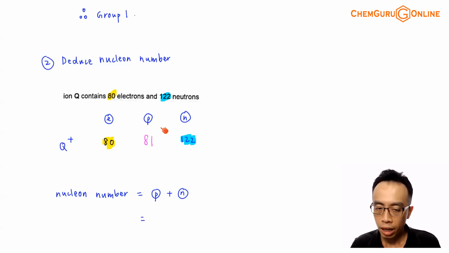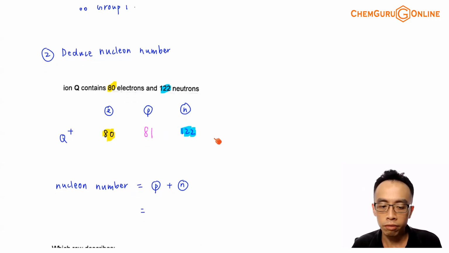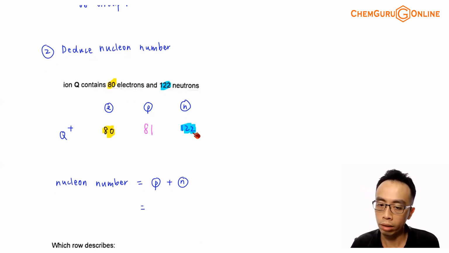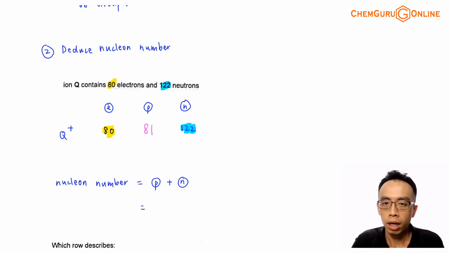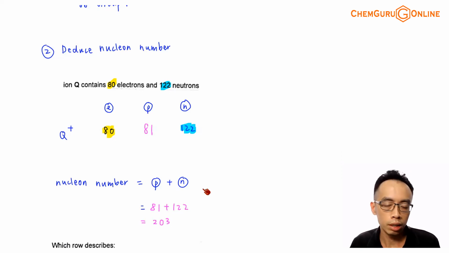Agree? So I've already figured out the number of protons, which is 81, and the number of neutrons, which is 122. So basically I can determine the nucleon number, which is just the number of proton plus the number of neutron. 81 plus 122, and this will work out to be 203. So fairly straightforward, we are able to determine the nucleon number also.